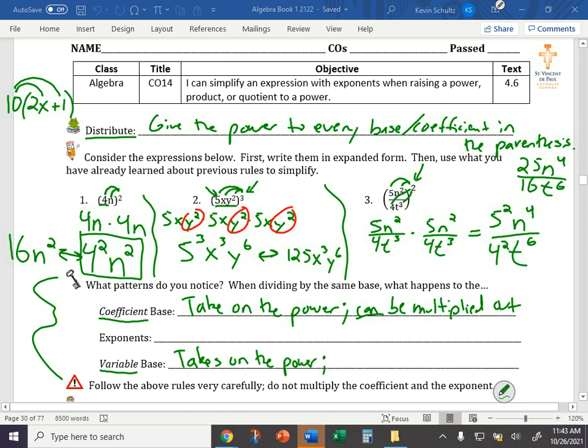And as we've seen with virtually every other rule except for CO12, when we had a power of 0, it stays the same. Our base of n, when it got the 2, you can't really multiply that out because you don't know what n is. So it's just n squared. It stays the same. Gets the power, stays the same. X became x cubed, gets the power, stays the same. Y remains a y, right? So the variable bases do get the power but stay the same. The coefficients, they can be multiplied out if you want to. That's the difference there, okay?